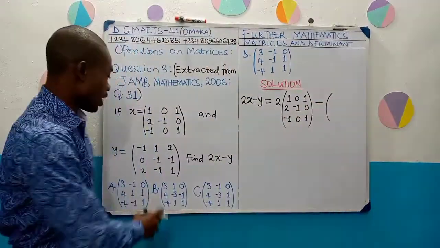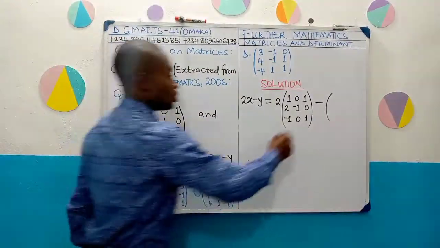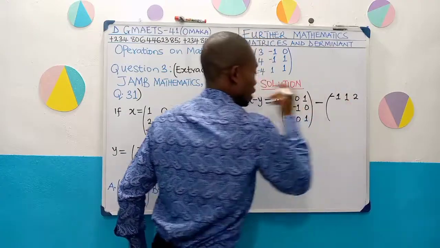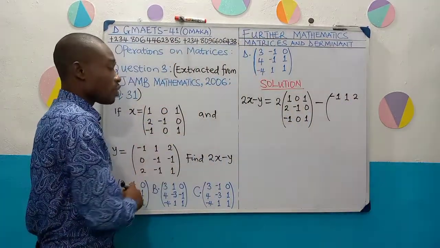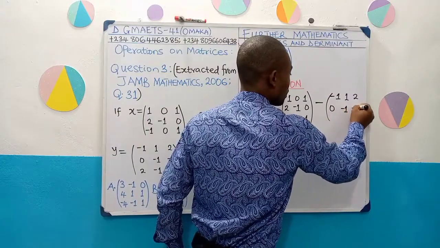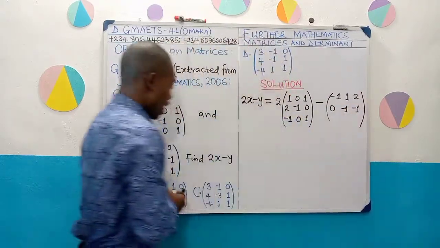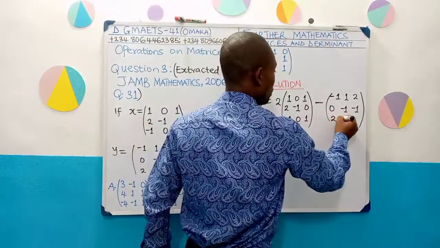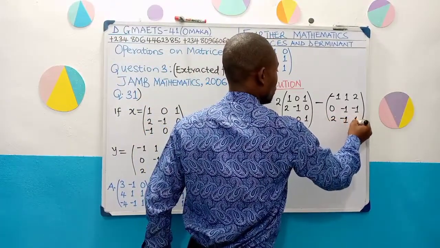What's the matrix y? Look at it. Minus 1, 1, 2. So we have minus 1, 1, 2. And then the second row is 0, minus 1, minus 1. So I have 0, minus 1, minus 1. And then the last row, which is the third row, is 2 minus 1, 1. 2 minus 1 and 1.